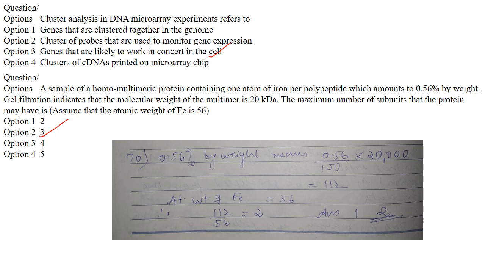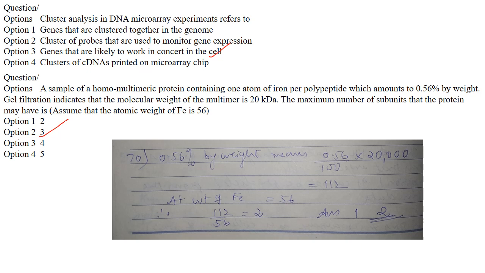Then cluster analysis in DNA microarray experiments refers to. A DNA microarray is a collection of microscopic DNA spots attached to a solid surface. Scientists use DNA microarrays to measure the expression level of a large number of genes simultaneously or to genotype multiple regions of a genome. So cluster analysis in DNA microarray is genes that are likely to work in concert in the cell. Answer is option 3.